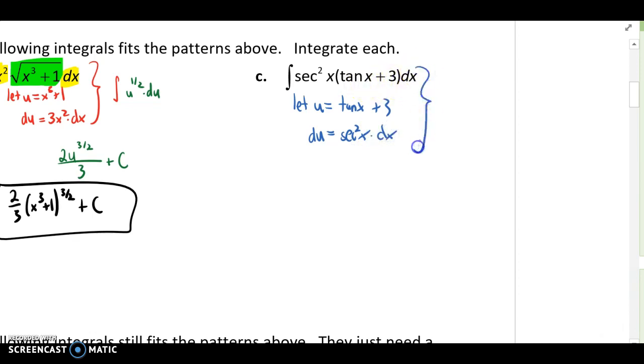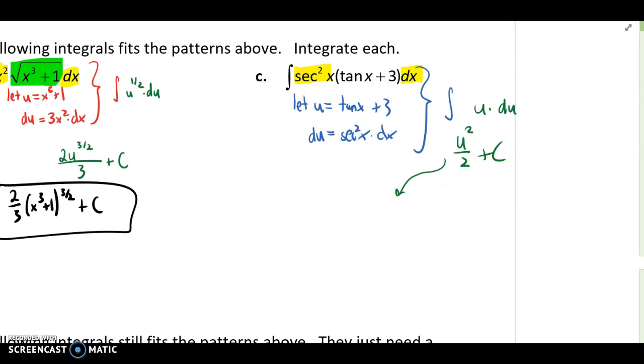So then bringing all of this together, we have the integral of the secant squared x dx, that is the du part of this one. And then tangent x plus 3 is the u portion. And instead of being like a typical trig function where we know the derivative of this is that, or the integral of cosine is whatever, we have a power rule now. We have the integral of u du. So when we integrate it, it's going to be u squared over 2 plus C.